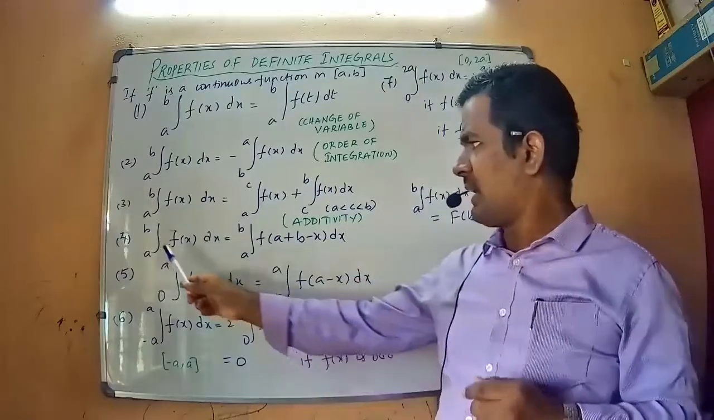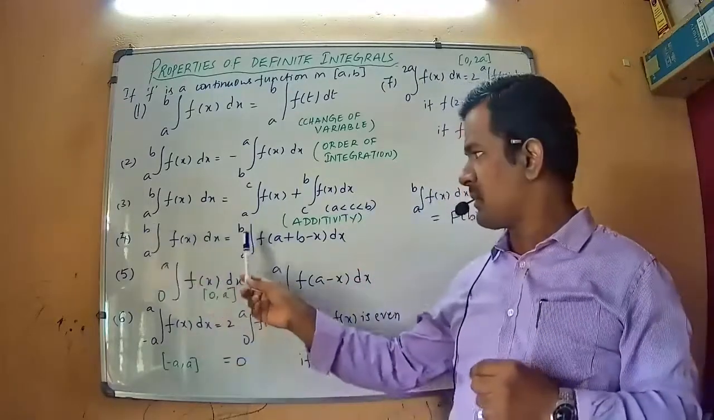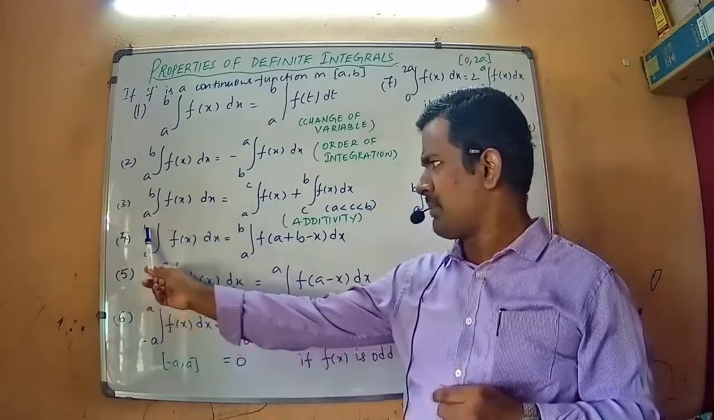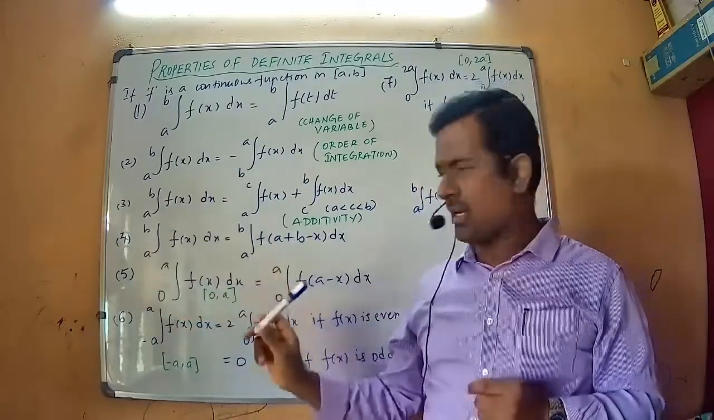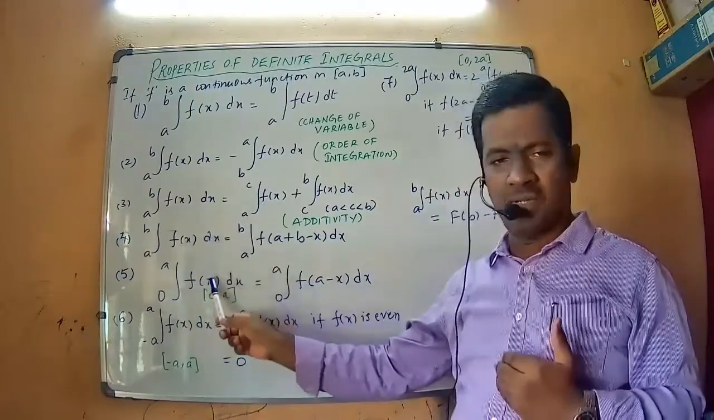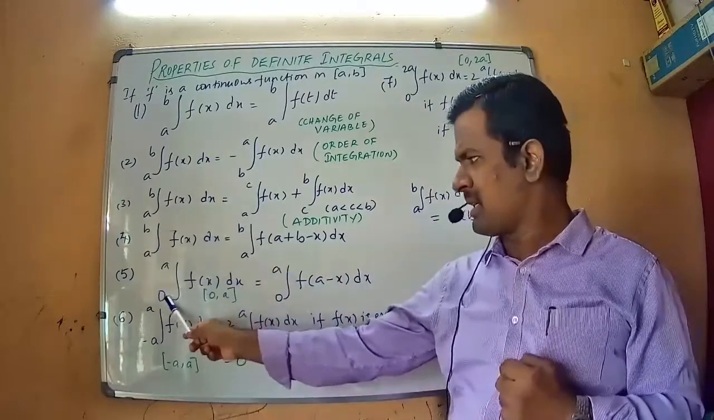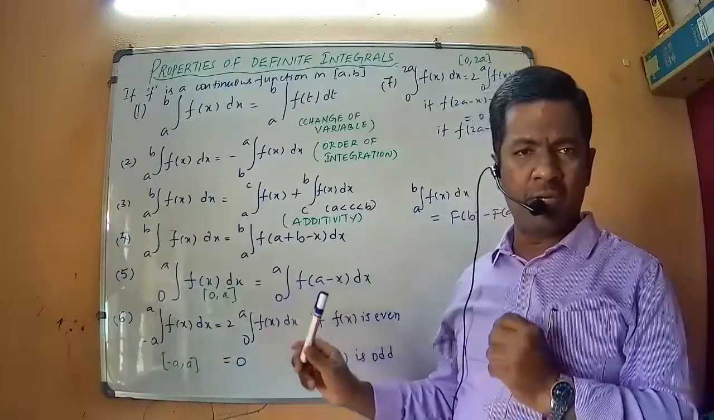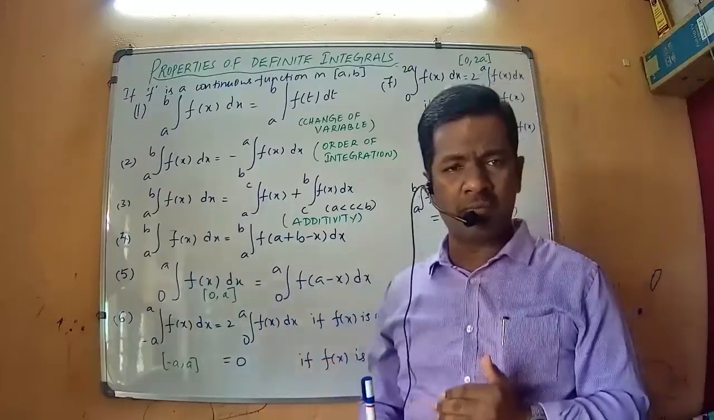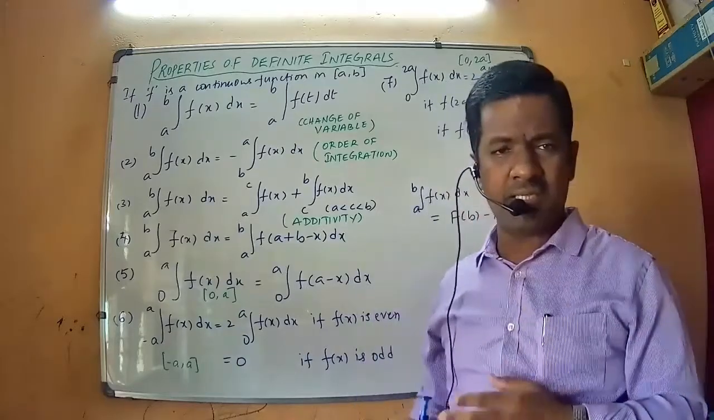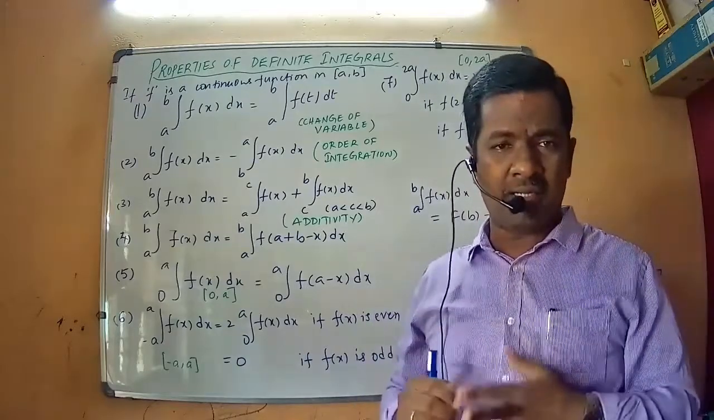Now, the integral from a to b of f(x) dx. The fourth one is, we can write it with lower limit plus upper limit minus x. Whenever the lower limit is 0, we can write it as upper limit minus x. This property we are going to use quite often in solving problems. These properties enable us to solve problems related to definite integrals in quite an easy manner.